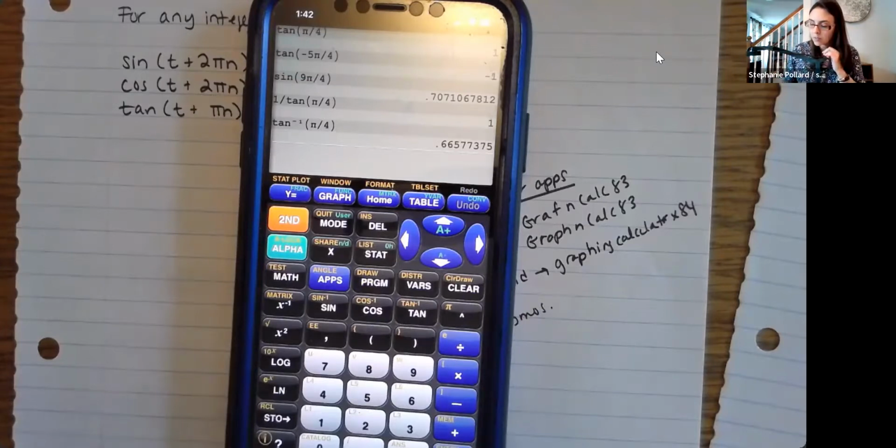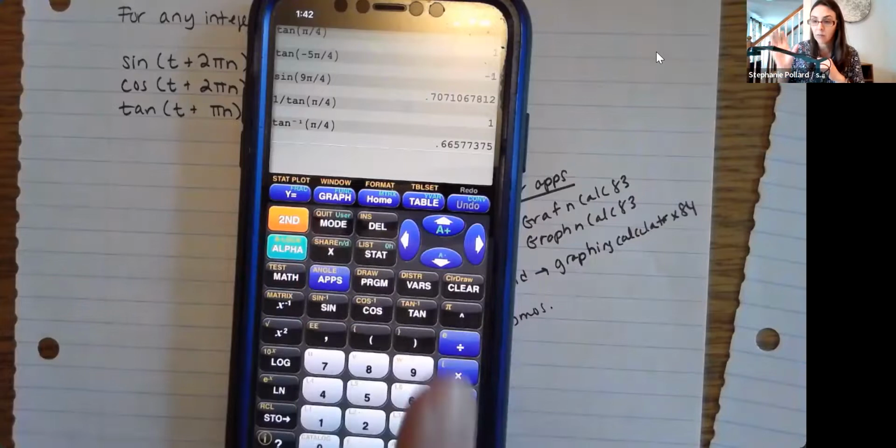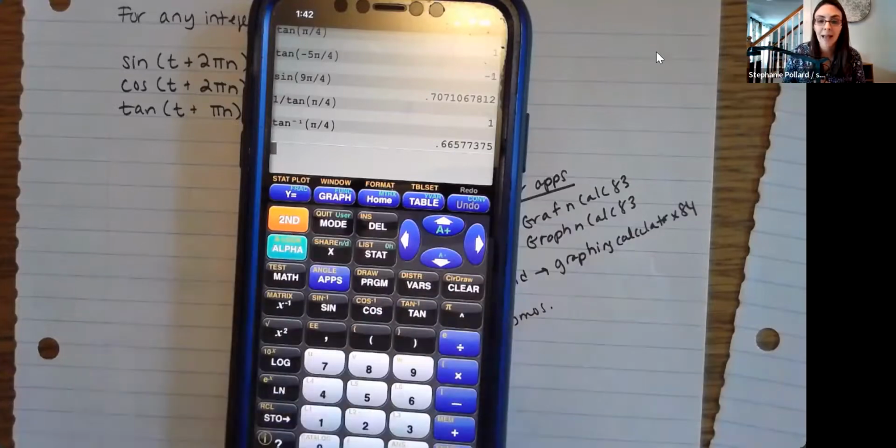So just a little tip here, make sure you watch the mode on the calculator. Make sure you're in radians and not degrees for most cases. And then go ahead and practice some of these, and check your answers as well on your calculator.